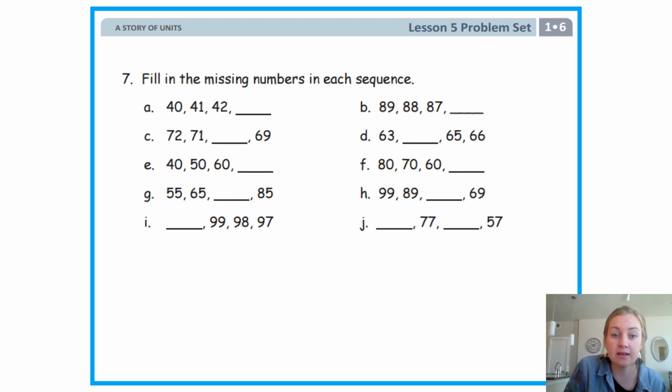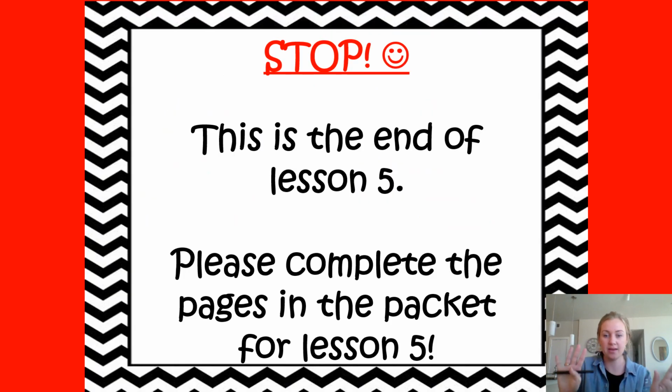Number 7, fill in the missing numbers in each sequence. So you have 40, 41, 42, and fill in the numbers. Okay, if there's a missing number in the middle, make sure you're looking, is it going backwards or is it going forwards when you're counting? And just fill in the blanks. And then stop. This is your end of lesson 5.